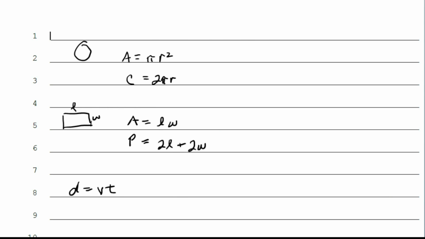These equations have to be what's called dimensionally balanced. And that means the units on both sides of the equation have to balance, have to be the same. Area is in square meters or square feet, and on the other side it would be r squared. R is in meters or feet, and when you square that you get meters squared or feet squared.